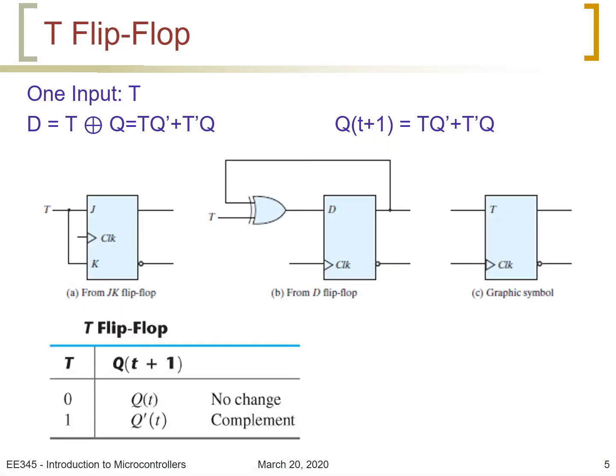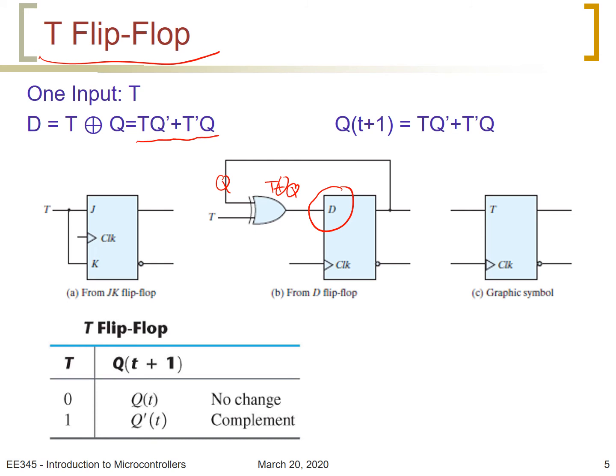The other type of flip-flop is called the T flip-flop, and T is simpler than the JK, where the input D of the D type flip-flop is equal to T exclusive or Q. So this is the input D, T exclusive or Q, which is TQ prime or T prime Q.